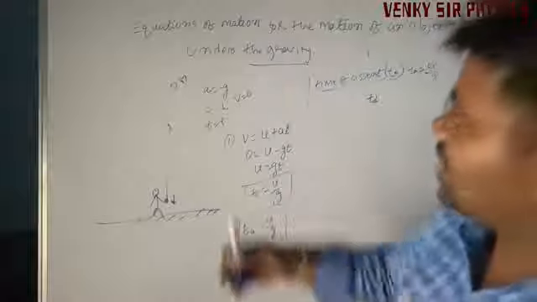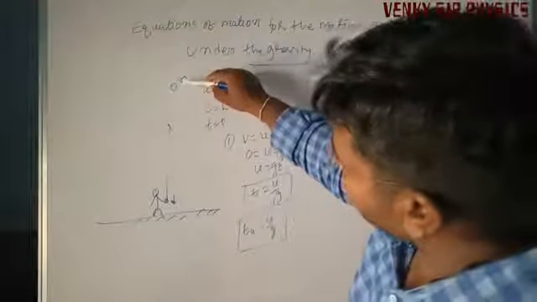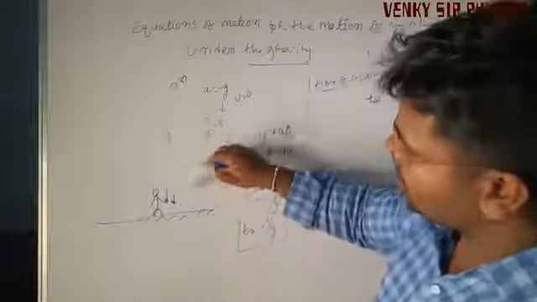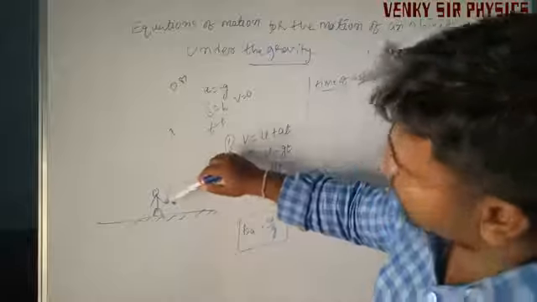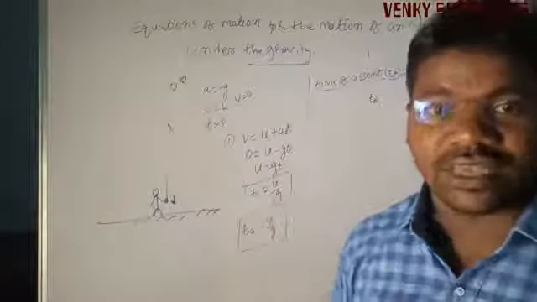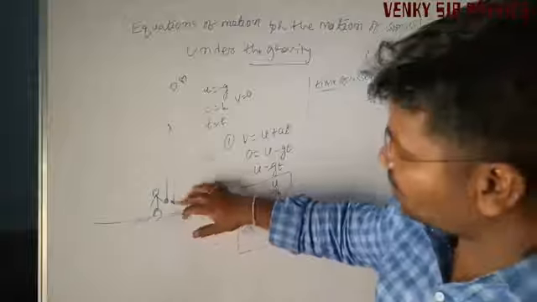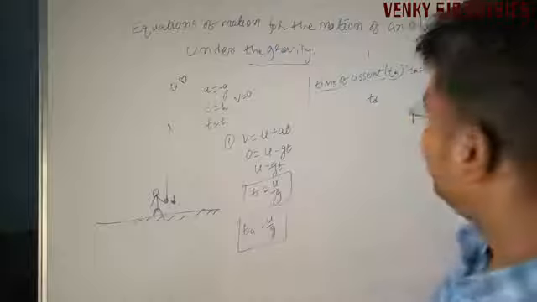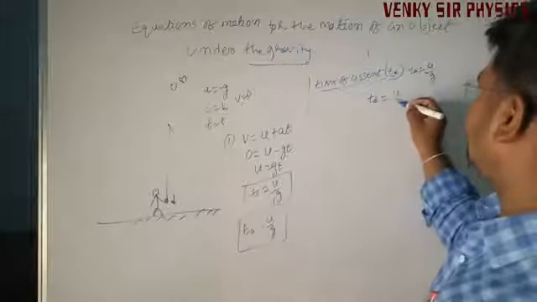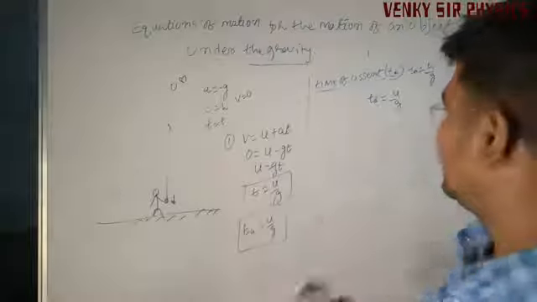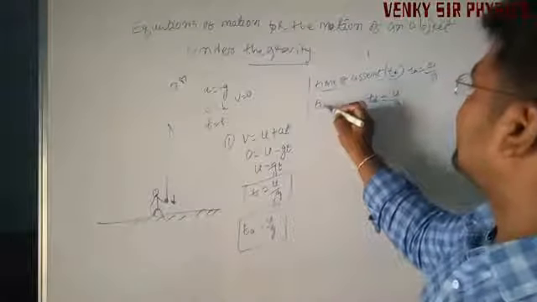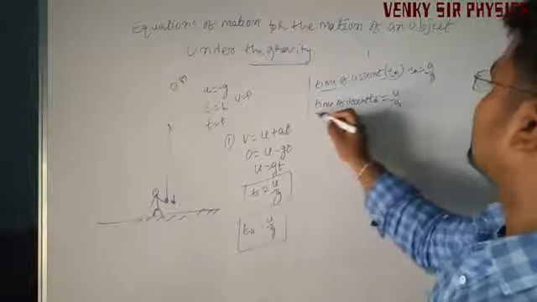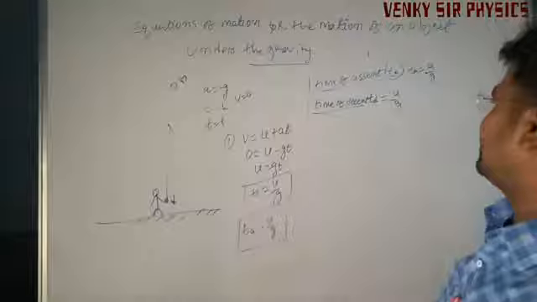We can also define time of descent. Time of descent is the time taken by a particle from maximum height to the earth surface. The time taken by a particle from A to B and from B to A is the same. Understand? Td is equal to the same formula, u by g.